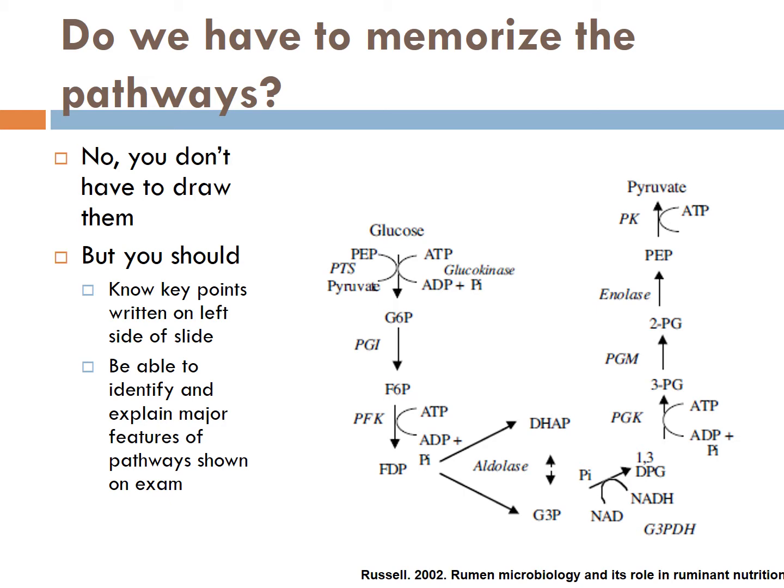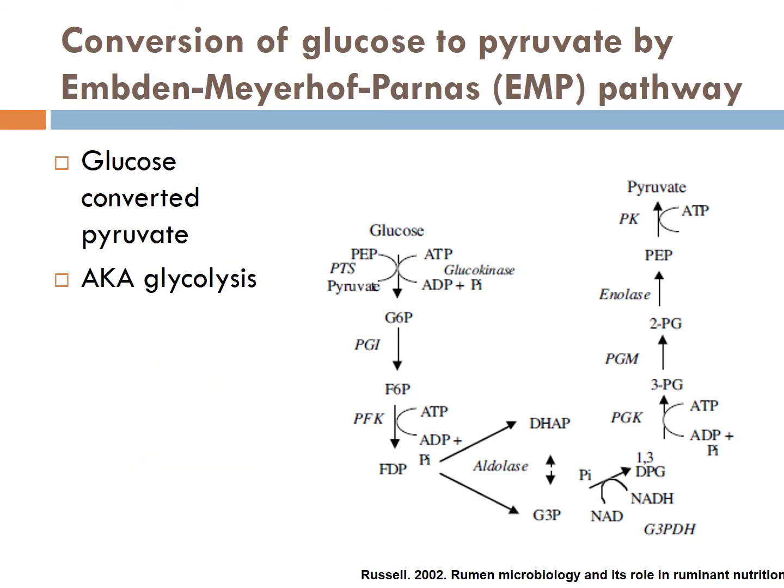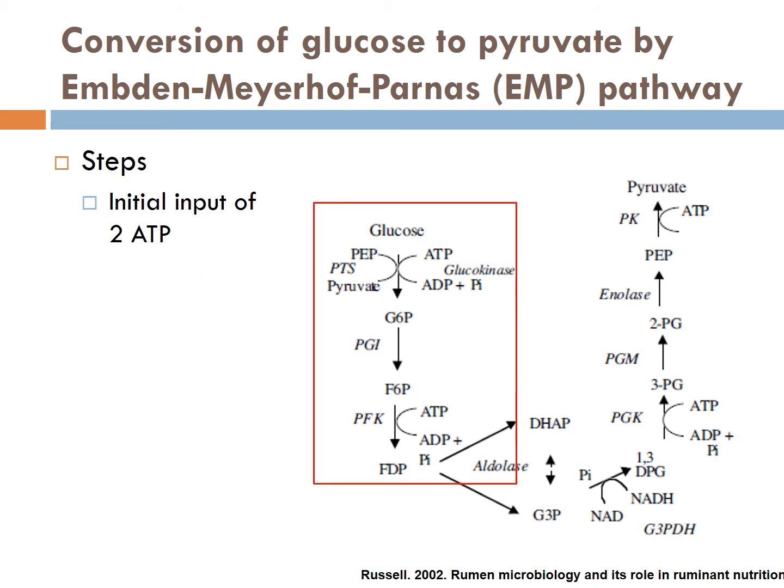As we mentioned, in the first step of glucose fermentation, glucose is converted to pyruvate, and we see how this is done with the EMP pathway. In earlier classes, you probably referred to this pathway as just glycolysis. In the first half of this pathway, glucose is phosphorylated twice. First by glucokinase, or PTS, and second by phosphofructokinase, PFK. This represents an initial input of 2 ATP.